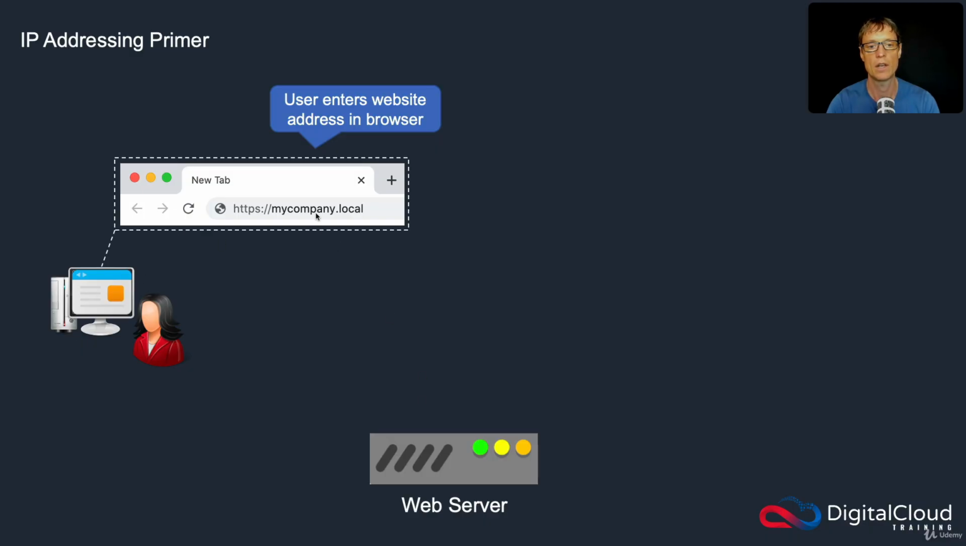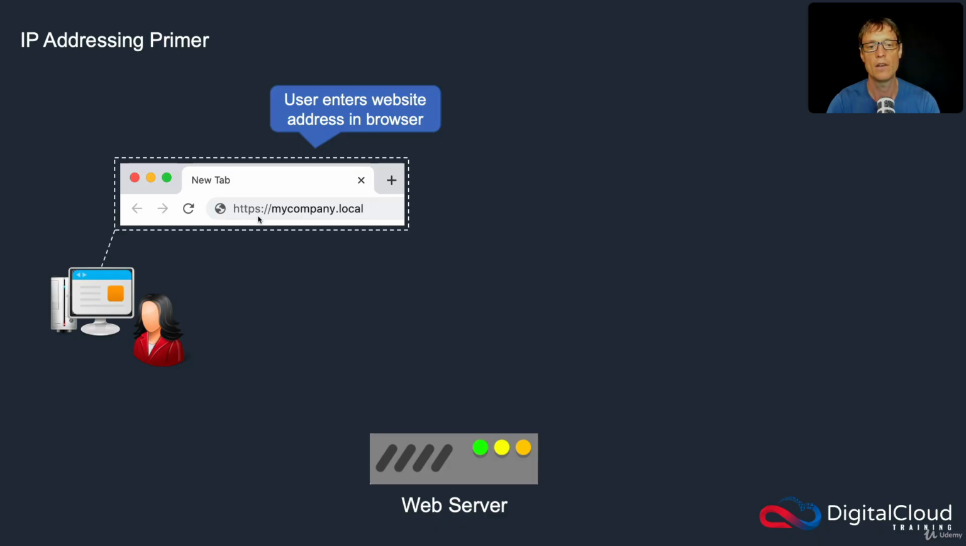So let's say that you connect to an internal website. This user is inside their company, in the company office, using a web browser and connecting to a domain name. Now this is a local domain name. So the .local means that it's internal. It's not on the internet. It's not a .com or a .co.uk or so on. It's an internal domain name. So the user is trying to connect to the internal website.